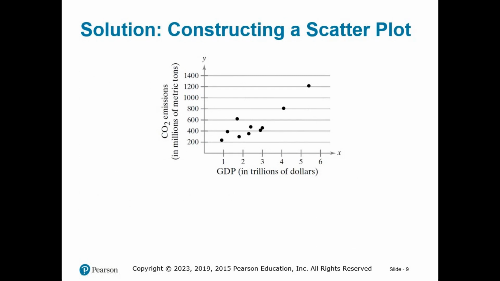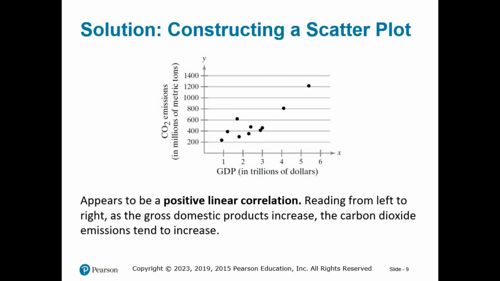It's not exactly a line, but it does appear to have a positive linear correlation. Reading from left to right, and that's the way we do read graphs, as the gross domestic products increase, the carbon dioxide emissions tend to increase as well. Okay, let's do another example.